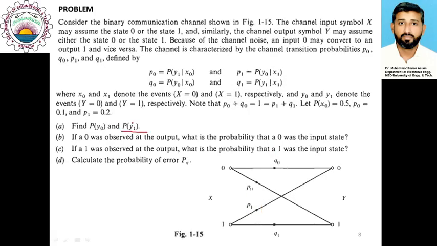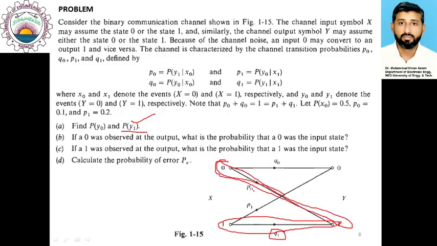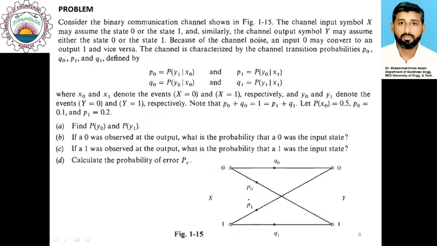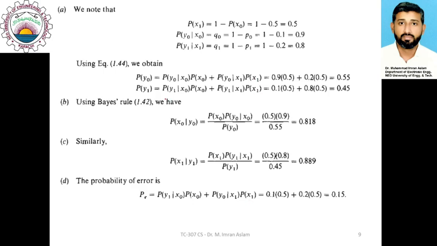Similarly, if we try to find the probability of y1, y1 will occur with two possibilities: we transmit 1 and receive 1 without any error, which has probability q1, or we transmit 0 but receive 1 with error, which has probability p0. So again, y1 occurs with two possibilities, and we need to use the total probability law.